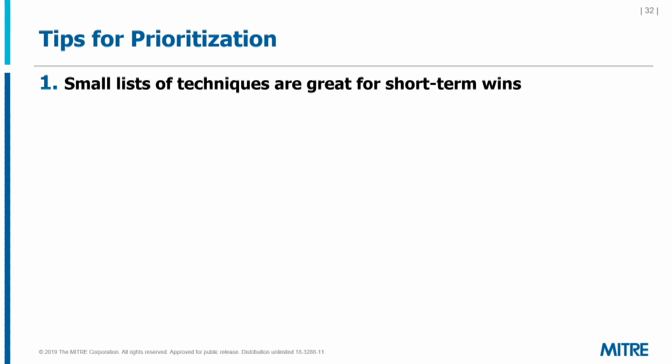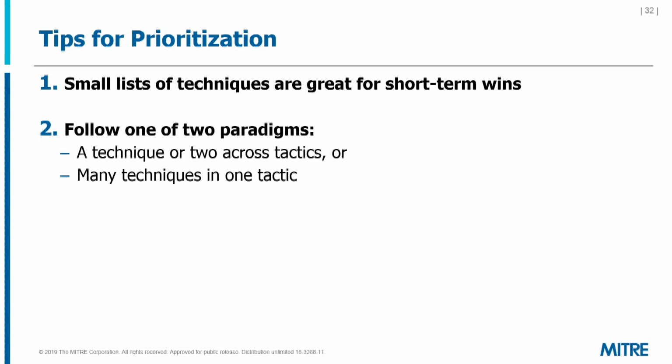Some tips for prioritization. First, small lists of techniques are great for short-term wins. Just making some progress is a good thing. I tend to see two big paradigms when you're coming up with techniques to focus on. One is to recommend focusing on one or two techniques across all the different tactics. And the other is to focus on many techniques in one tactic category. Which method is appropriate for you will depend on your specific application.